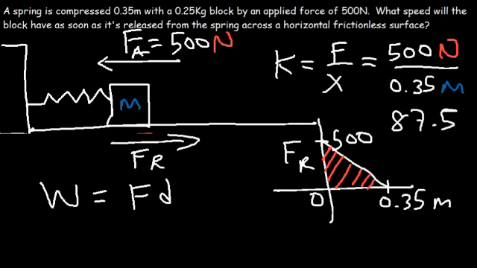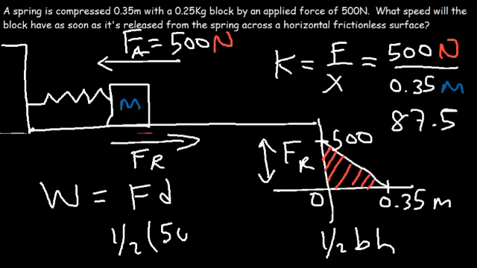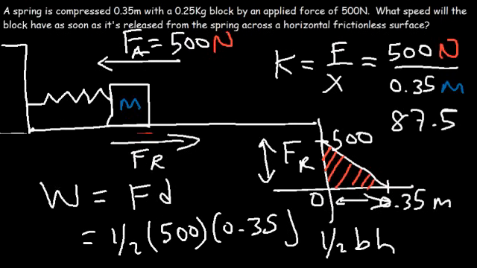So how can we find the area of that triangle? Well, area is basically 1/2 base times height, or 1/2 times the height, which is 500, that's basically the restoring force, times the base, which is the displacement of 0.35. Half of 500 is 250, and 250 times 0.35 gives you 87.5 joules.